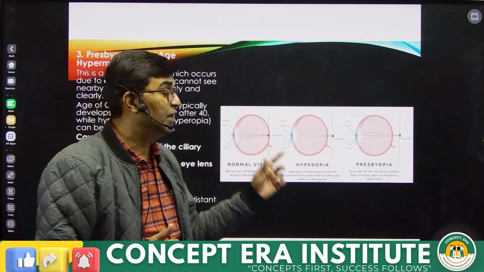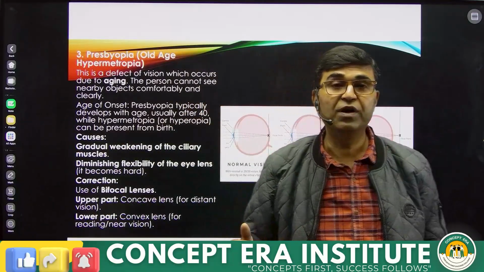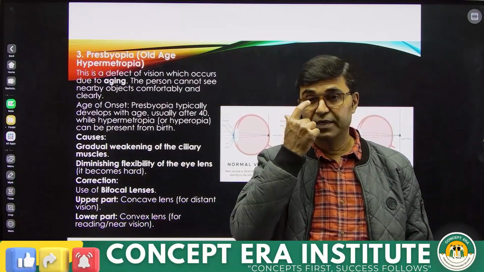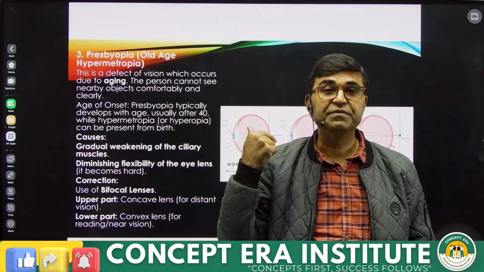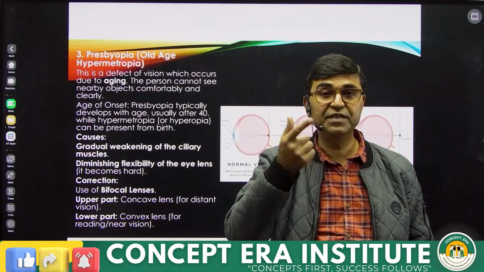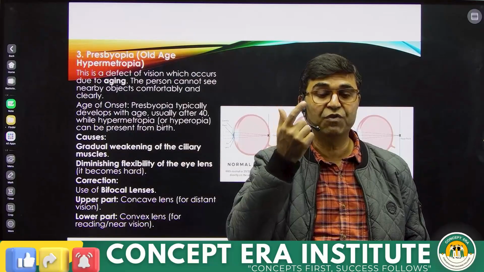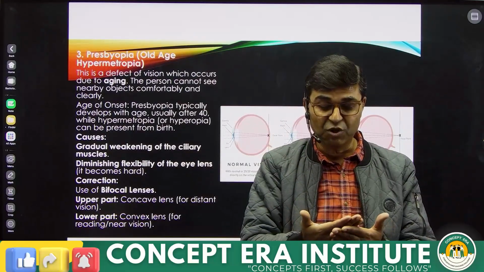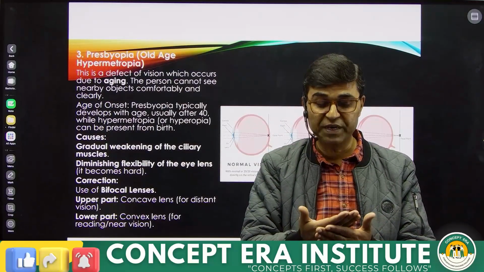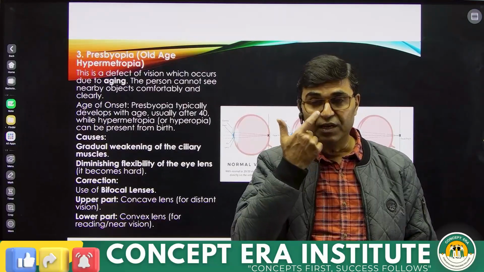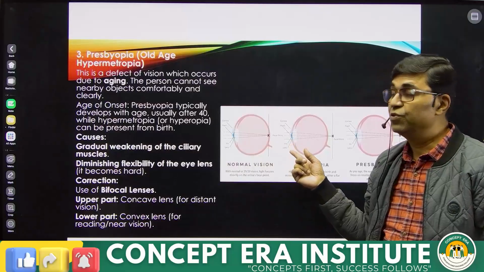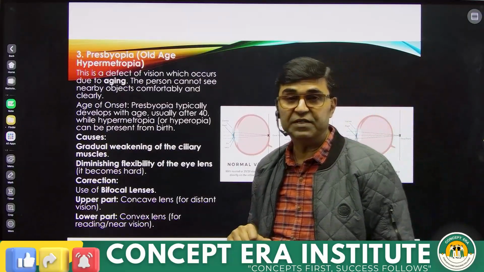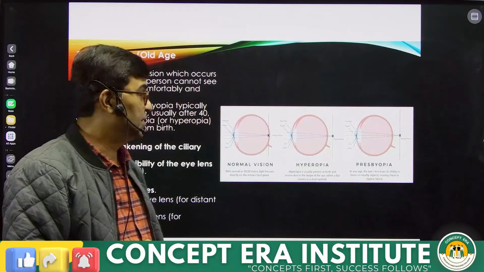That means we will have to use a bifocal lens in which the lower portion is convex and the upper portion is concave. For distant vision, the upper portion will be used, and for reading or seeing nearby objects clearly, the lower portion of the lens, which is convex, is used. Or we can use progressive lenses, which are trending nowadays.